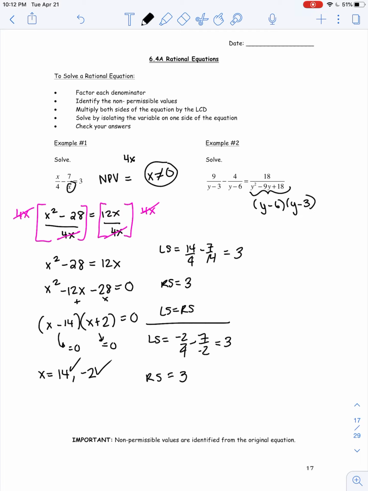So those would multiply to 18, and they would add up to negative 9. And so then you want to get a common denominator, so that means that this is going to have to multiply by y minus 3, top and bottom. And this first fraction is going to multiply by y minus 6, top and bottom.